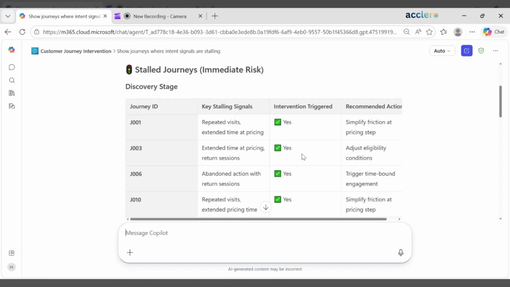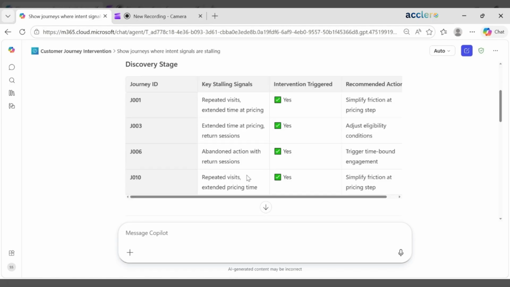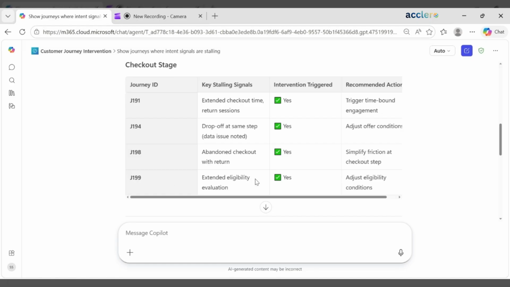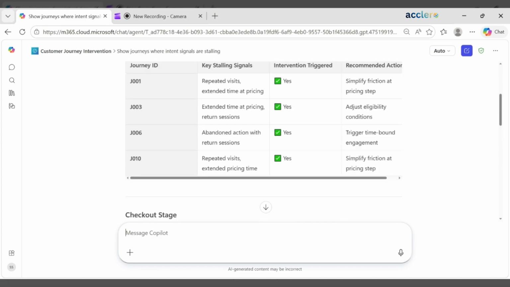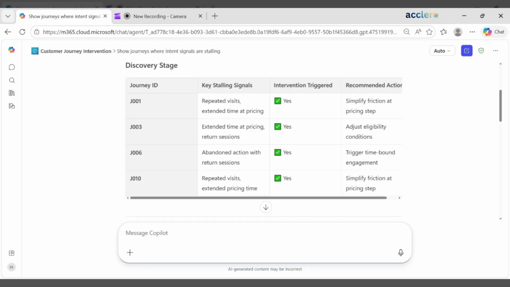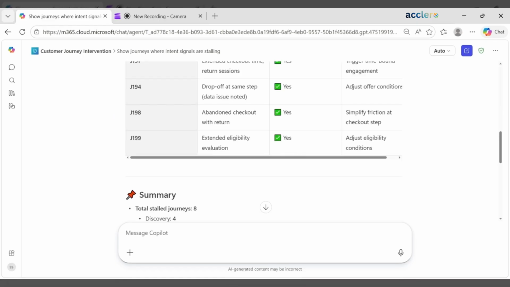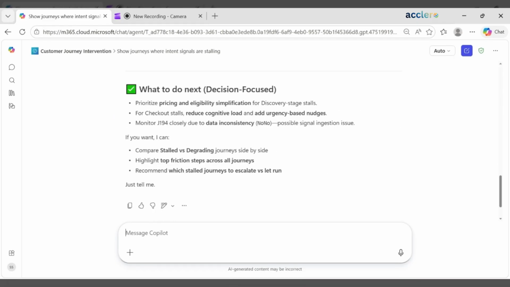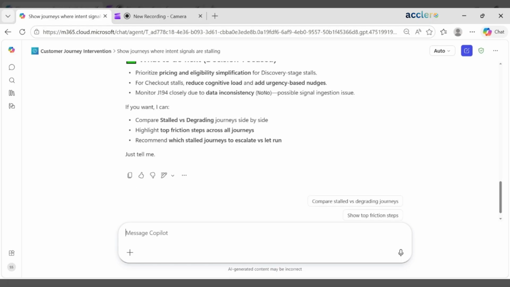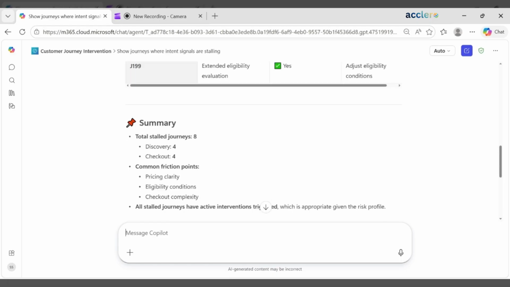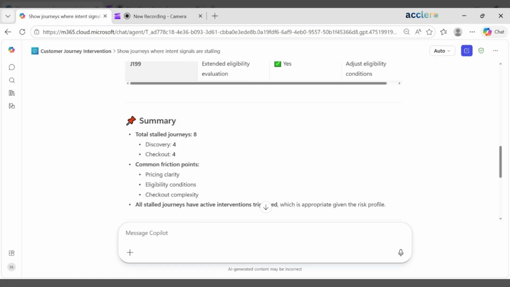Similarly, J003 and J199 show extended eligibility friction with abandoned and return patterns. The key point is these customers haven't dropped off, so they are still active, but they are facing some friction. At this stage, the agent recommends simplifying friction exactly at the point where hesitation is happening, before the conversion is impacted.